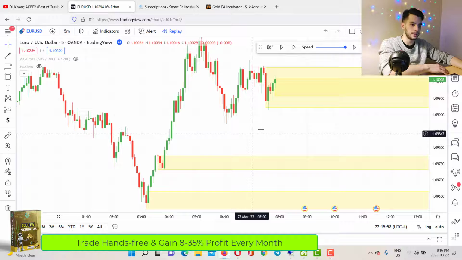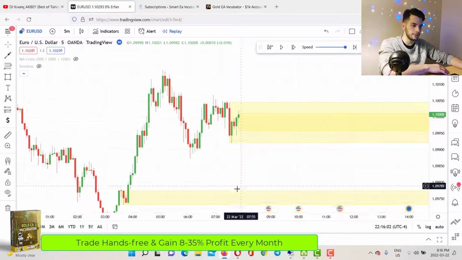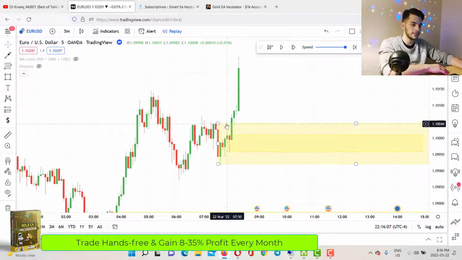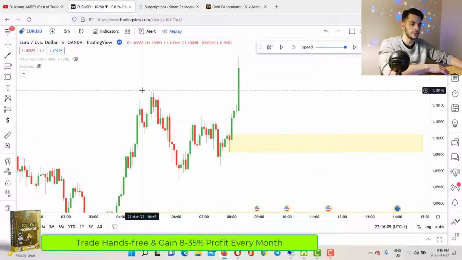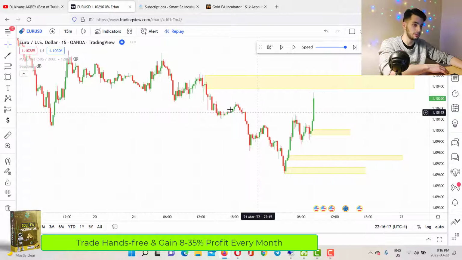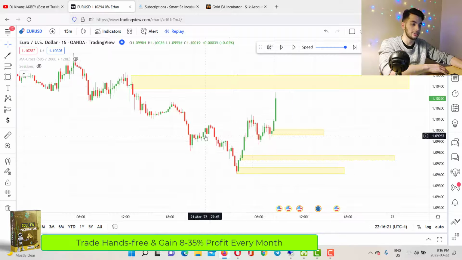And the second thing is that I woke up around this area. The reason is that we have this break of a structure here, this break of a structure here, and the overall trend is kind of bullish because I'm on a 5-minute time frame. But if I switch to the 15-minute time frame, you'll see that we have lower lows and lower highs. So the trend of the market is bearish.